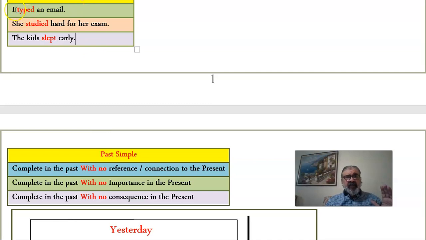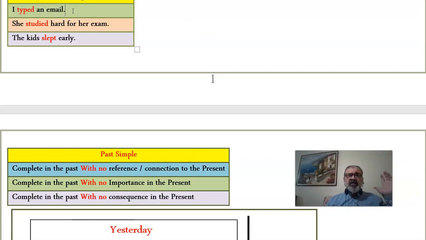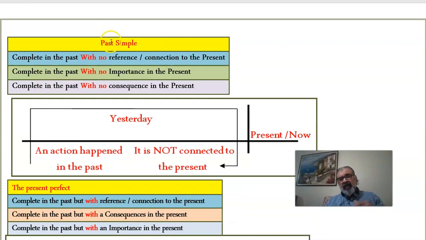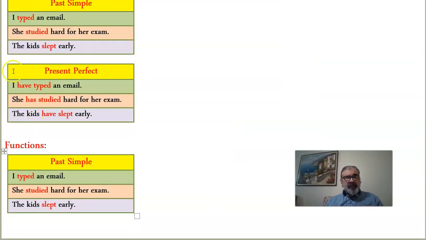And if I say I typed an email, you know what that means? That could be a week ago. My manager is asking me, did you type that email I gave you? Sure, sir. I typed that email a long time ago. And if I say that she studied hard for her exam, you know what that means? Now she's back from school. She didn't do well in her exam, and she's blaming herself. And she's asking, I studied hard for my exam. What happened?